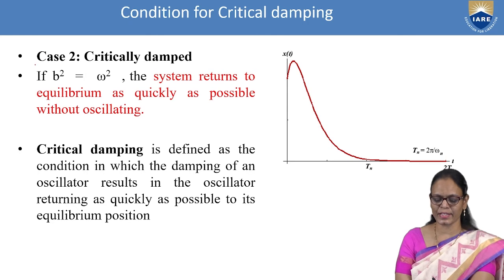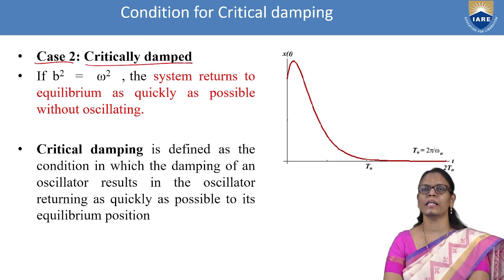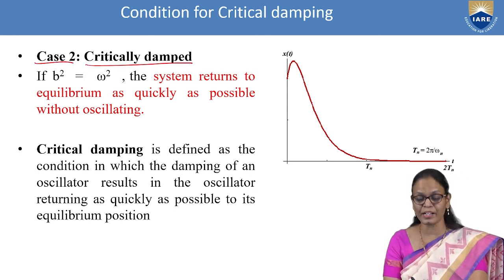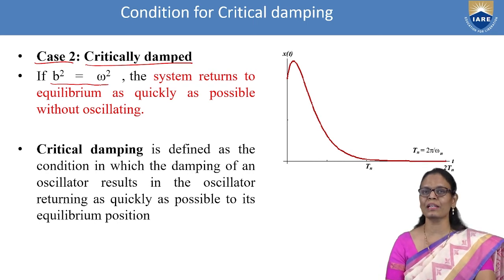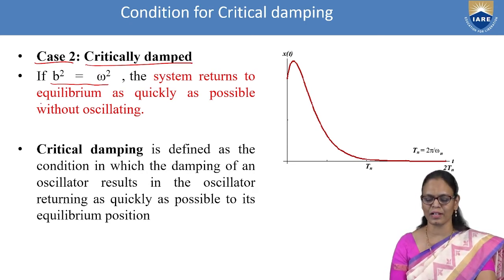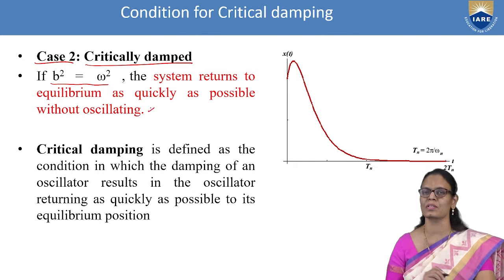Now the second case is critically damped. What is the condition for critically damped? B square should be equal to omega square. If in that particular system B square is equal to omega square, then the system returns to equilibrium as quickly as possible without oscillating.